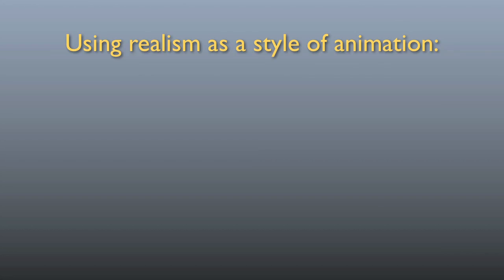Using realism as a style of animation. We're trying to replicate animals for a number of reasons. Probably the most upfront would be to keep from harming a real animal in filming. You'll see a lot of digital stunt doubles for animals or creatures. They use them for people as well.